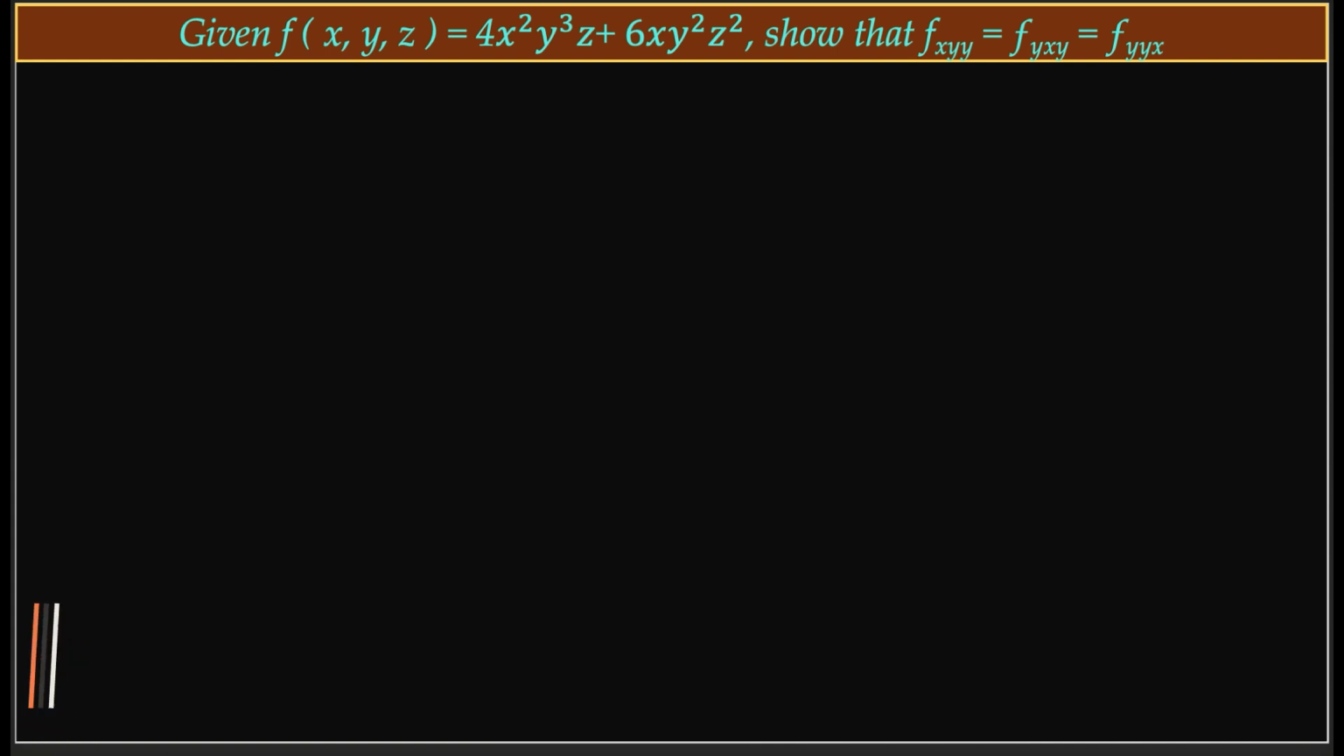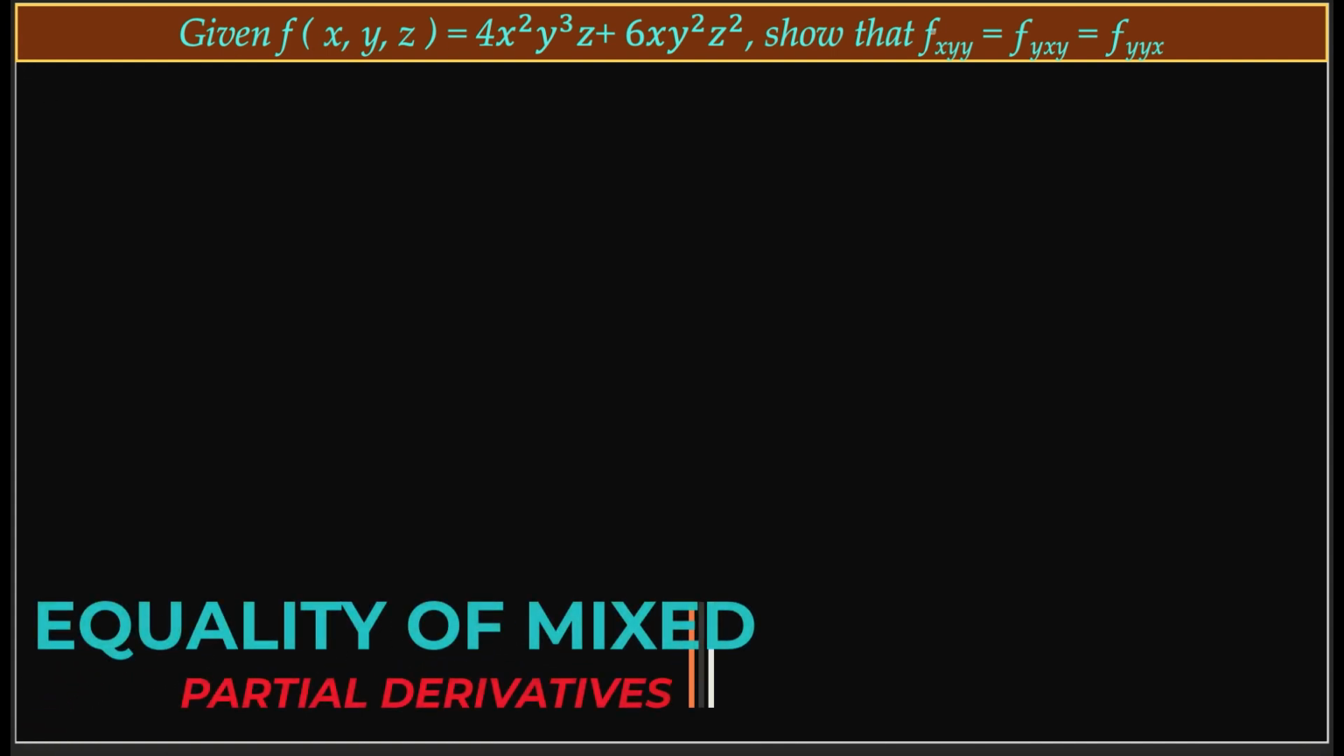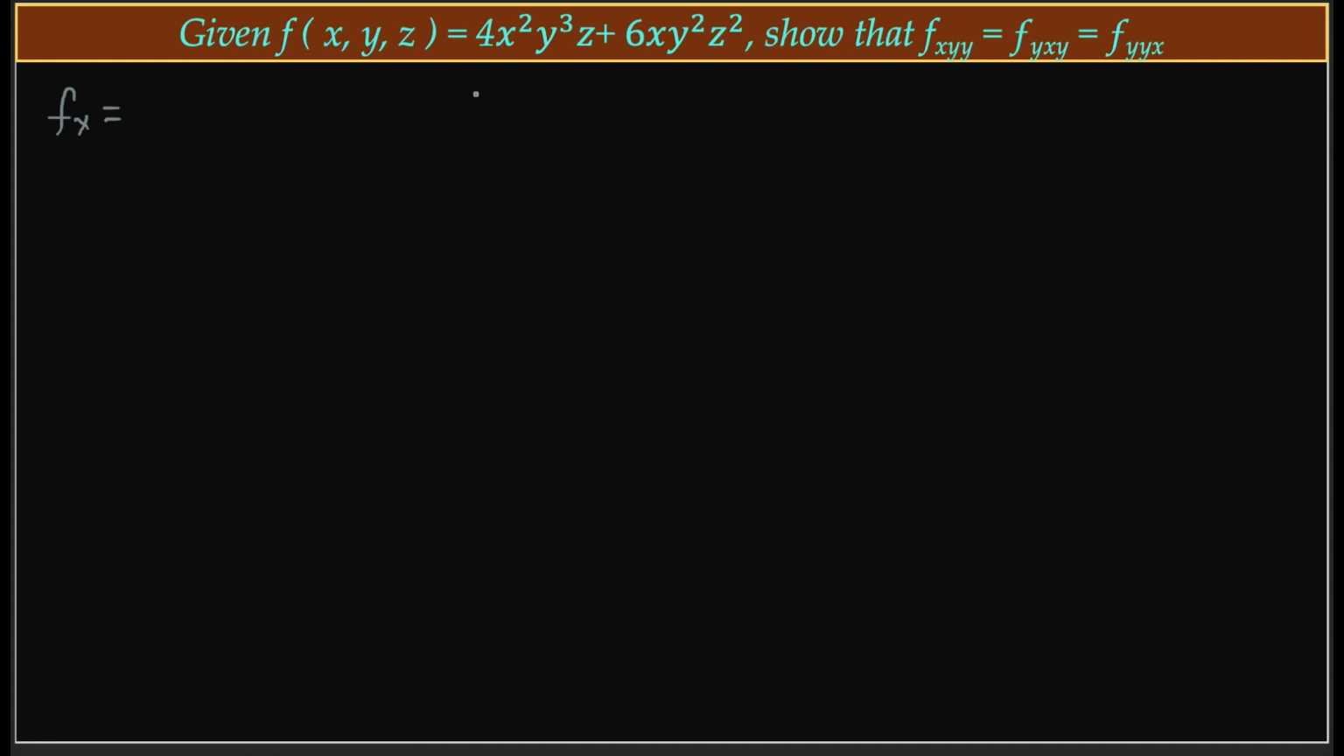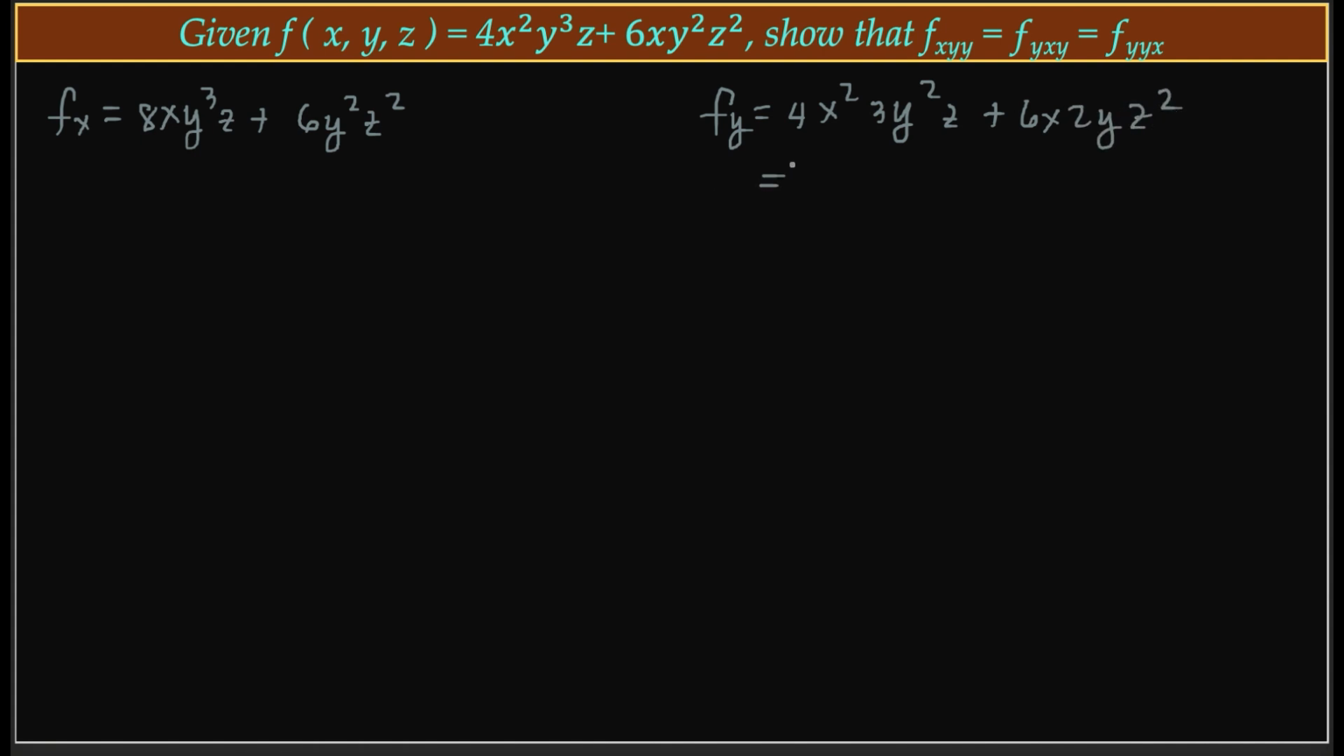In the next example, we have a function with three variables. Our first job here is to find f sub x and f sub y. f sub x is equal to 8xy cubed z plus 6y squared z squared. That is the value of f sub x. And f sub y, with respect to y, will become 4x squared times 3y squared z plus 6x times 2yz squared. Or by simplifying, this will become 12x squared y squared z plus 12xyz squared.